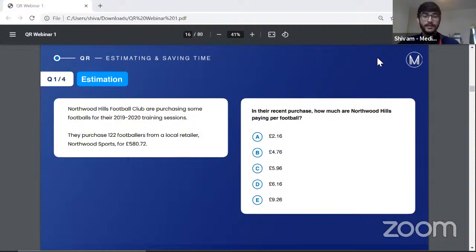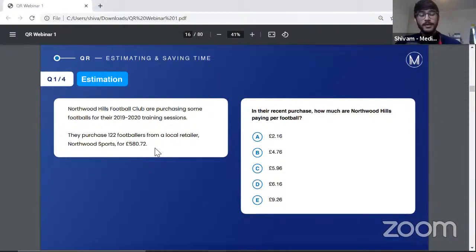Perfect. We've got nearly 90% of everyone who's voted here, which is fantastic. And B seems to be the answer that a majority of people are going for. So let's go through this then. What you could have done is use the calculator and just simply done £580 and 72p divided by 122, and you would have got the answer.